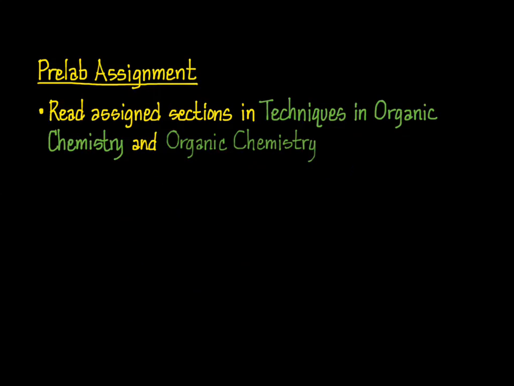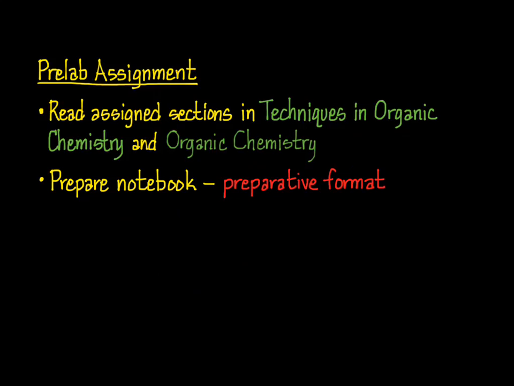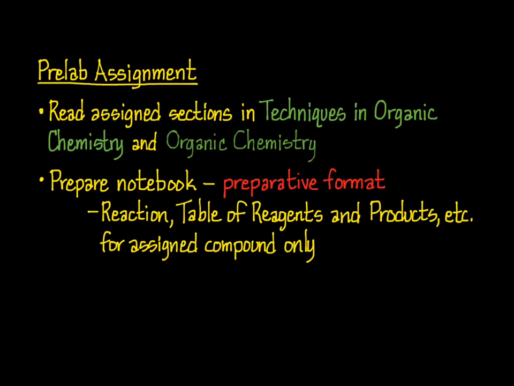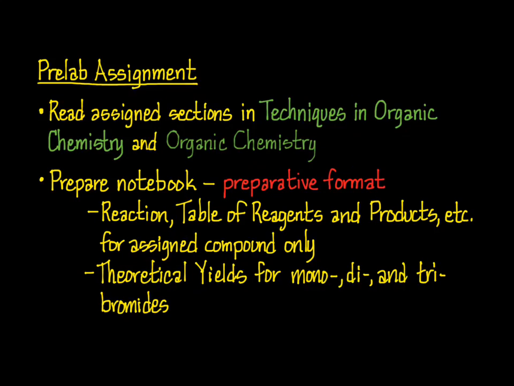Prior to lab, you need to read all of the assigned sections in Techniques in Organic Chemistry and in your Organic Chemistry lecture textbook. You also need to prepare your notebook using the preparative format. Make sure that you follow the special instructions in the lab manual and only write up what's needed for the bromination of your assigned compound. Also, since you don't know whether your compound will produce a mono, di, or tribromide, you need to calculate the theoretical yields for all three in advance. That way, when you determine which product is formed, you can quickly calculate the yield of the reaction.